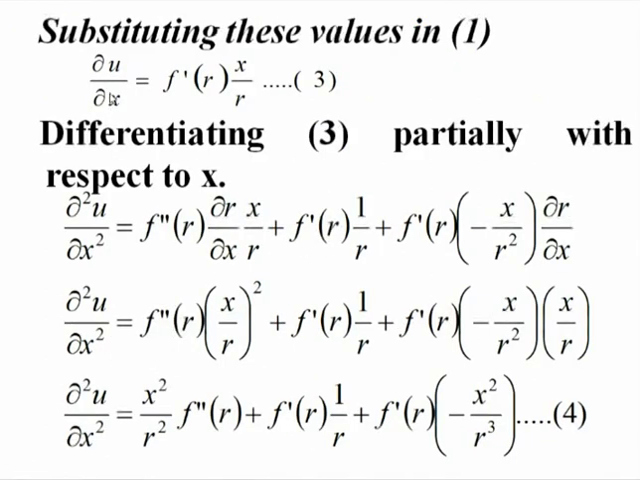So after substitution we get del u by del x as f dash r into x by r. Suppose this is the result number 3.